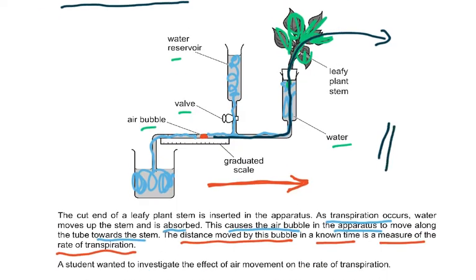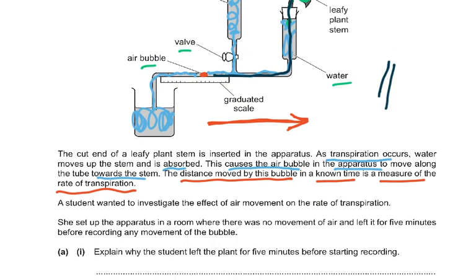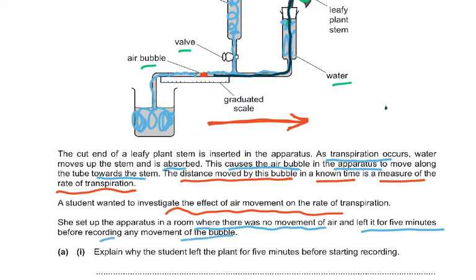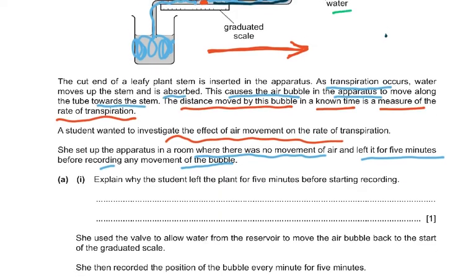Then, of course, a student wanted to investigate the effect of air movement on the rate of transpiration. So they're going to have a fan or something to set up the air movement. She set up the apparatus in a room where there was no movement of air, and left it for 5 minutes before recording any movement of the bubble. Explain why the student left the plant for 5 minutes before starting recording.